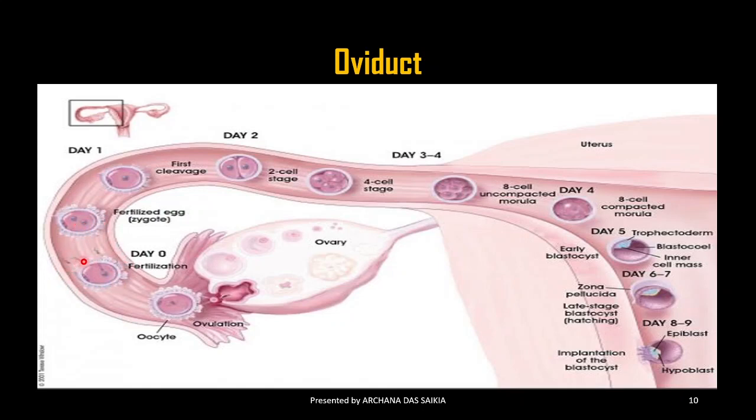If the male sperms reach and fertilize, the developing cell is called a zygote. Now the zygote will gradually move towards the uterus through the fallopian tube, and within the uterus the future individual will start developing. That is the function of the oviduct.